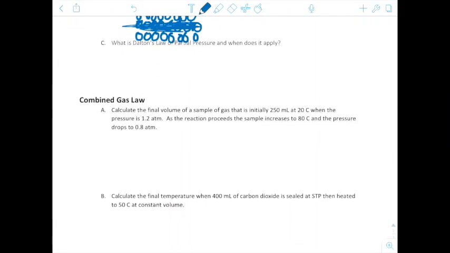Moving on to the combined gas law. The combined gas law is P1 V1 all over T1 equals P2 V2 all over T2. It says calculate the final volume of a sample of gas that is initially 250 milliliters at 20 degrees Celsius when the pressure is 1.2 atmospheres. As the reaction proceeds, the sample increases to 80 degrees Celsius and the pressure drops to 0.8 atmospheres.